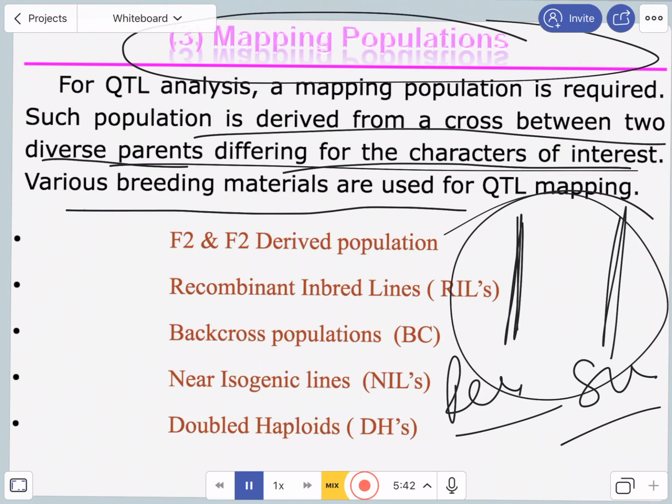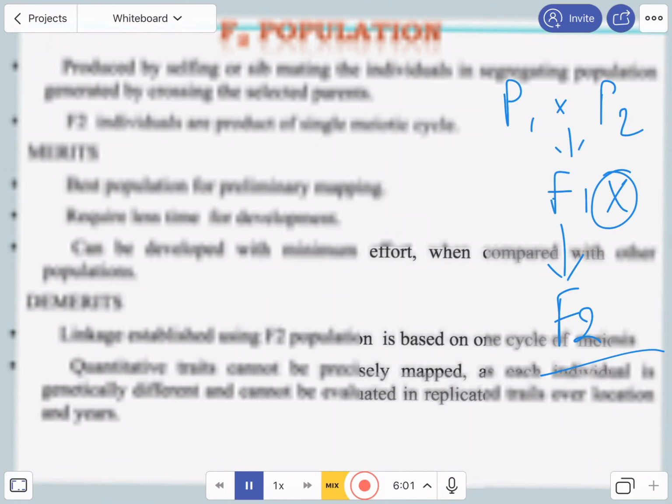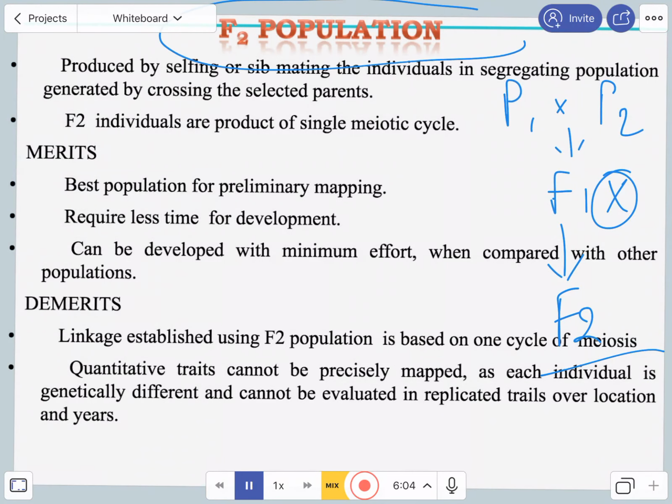Now, various breeding materials are used for QTL mapping. Which types of breeding material? F2 and F2-derived populations, recombinant inbred lines, backcross populations, near isogenic lines, and double haploids. These are the populations used as mapping populations. Now let's explain each mapping population, with its merits and demerits. First is the F2 population. F2 populations are produced by crossing two parents to get F1, and on selfing F1 we get the F2 population.